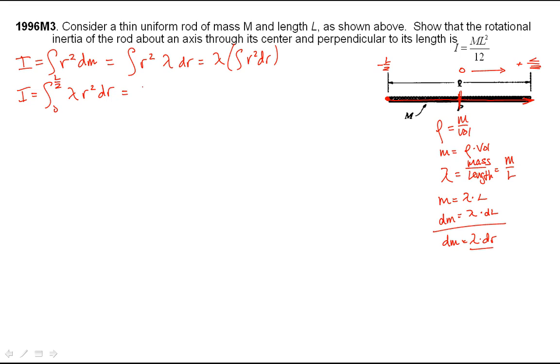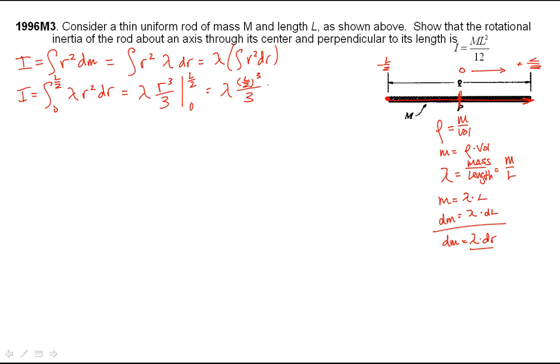I can pull the lambda out. So this becomes lambda times the integral of r squared dr, which is just r cubed over 3, evaluated from 0 to L over 2. Now all I have to do is plug in my values. One of them is going to be 0. The other one is going to be lambda times L over 2, the whole thing cubed over 3. And L over 2 cubed is L cubed over 8, divided by 3.